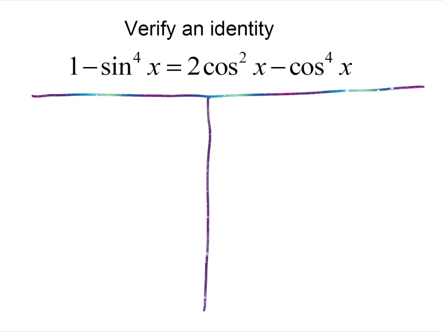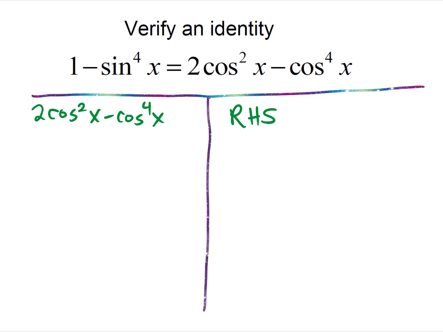We're going to do the two-column proof with the statement and the rationale. And then we could pick either side. I think I'm going to pick the right-hand side. So I have 2 cosine squared x minus cosine to the 4th x, and that is the right-hand side.